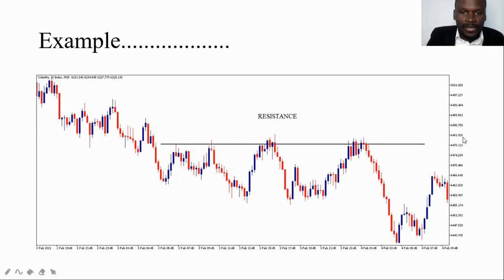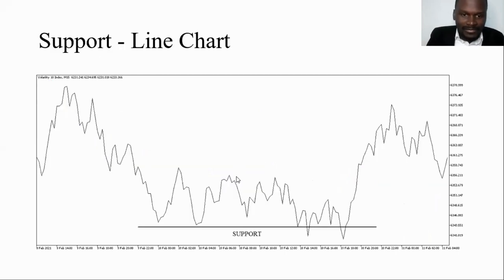Then you can see the line chart. This is support now. This is support, and this is a line chart. See how price was reacting to this level.